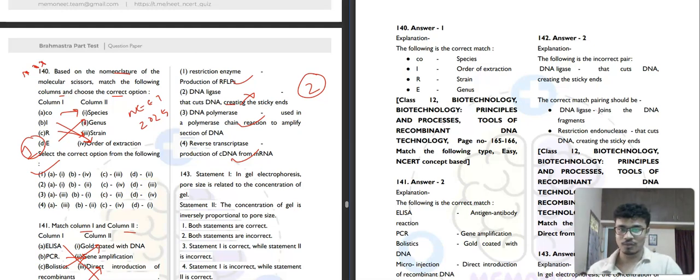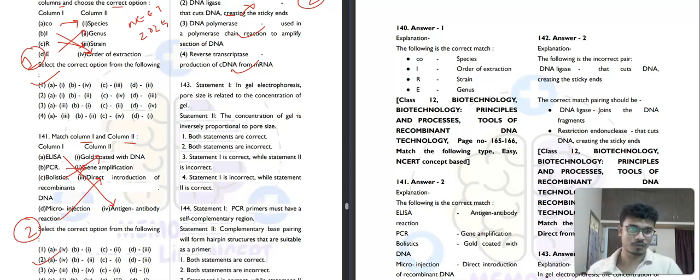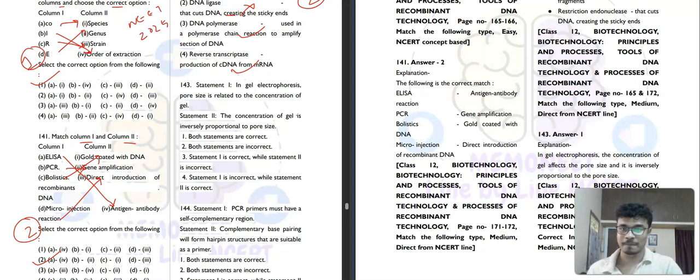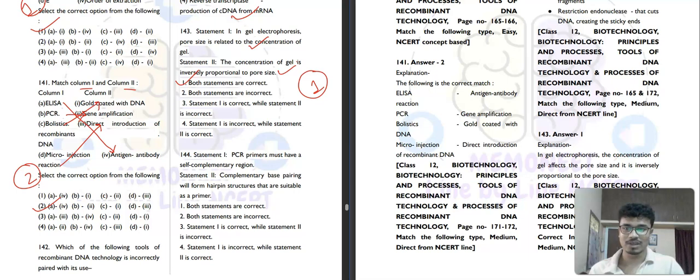Now we will move towards question number 143. This is a statement based question. We will read the statement and try to find out our answer. It is saying that statement first, in gel electrophoresis, pore size is related to the concentration of the gel. Absolutely correct. Then the concentration of gel is inversely proportional to the pore size. It is also correct. So both statements are true. So first option will be our correct answer.